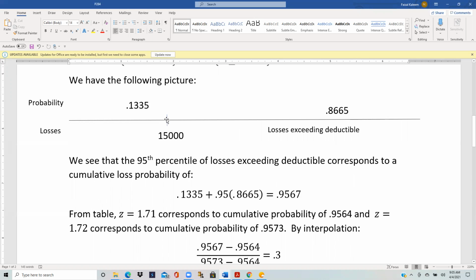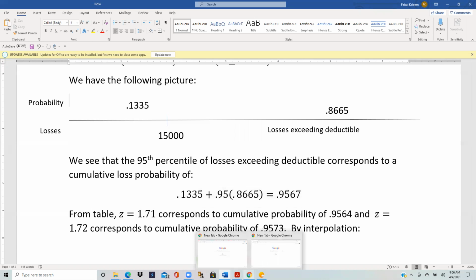So you add this 0.1335, because this 0.8665 starts after a probability of 0.1335. So we have 0.1335, and then we add on 95 percent of this part, and that will give us 0.9567, which is the cumulative probability of the losses that corresponds to the 95th percentile of losses that exceed the deductible. So from the table, we want to see what z value corresponds to this cumulative probability, 0.9567.